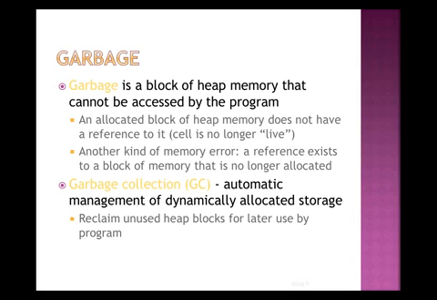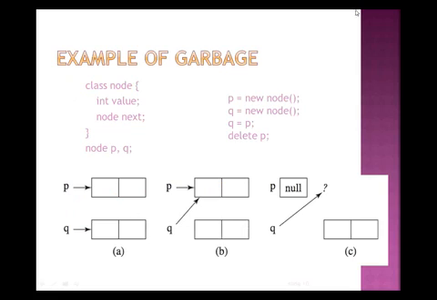Next is garbage collection. Garbage, that is the dead objects, is collected or automatically managed by garbage collection. This means automatic management of dynamically allocated storage, that is, we can automatically manage the dynamically allocated storage, reclaiming unused heap blocks for later use by the program.